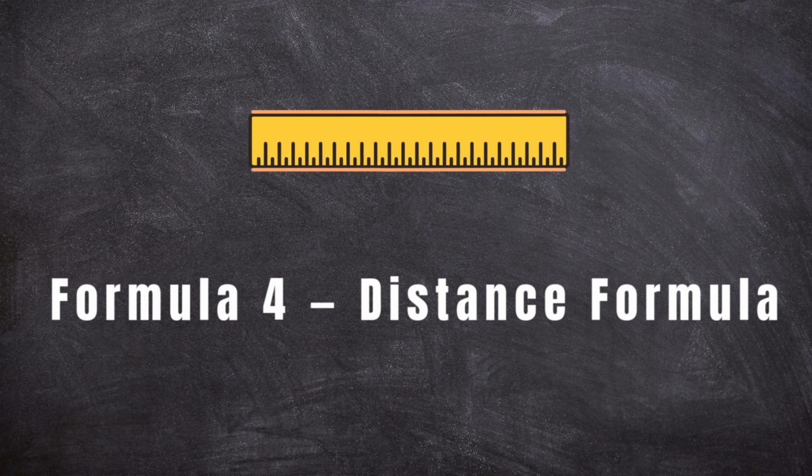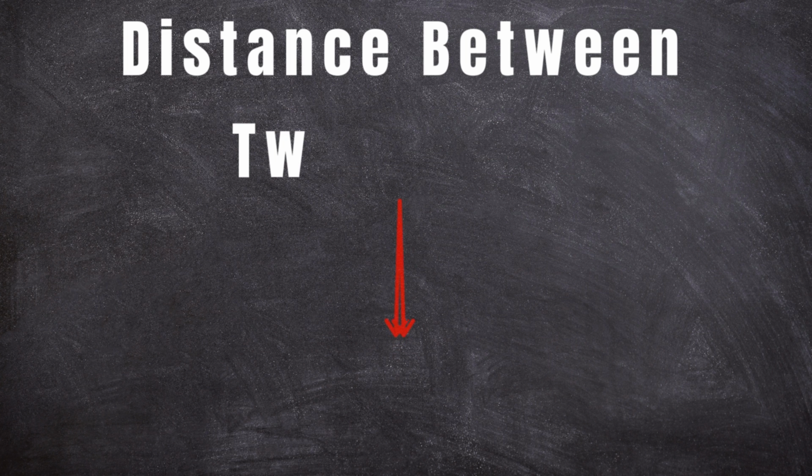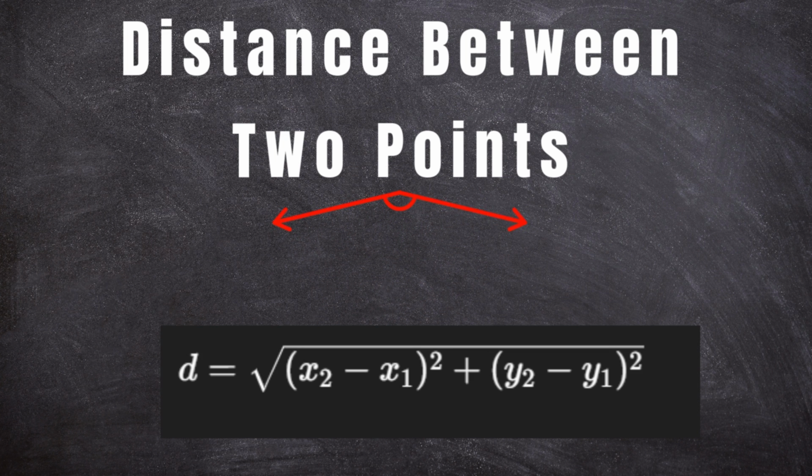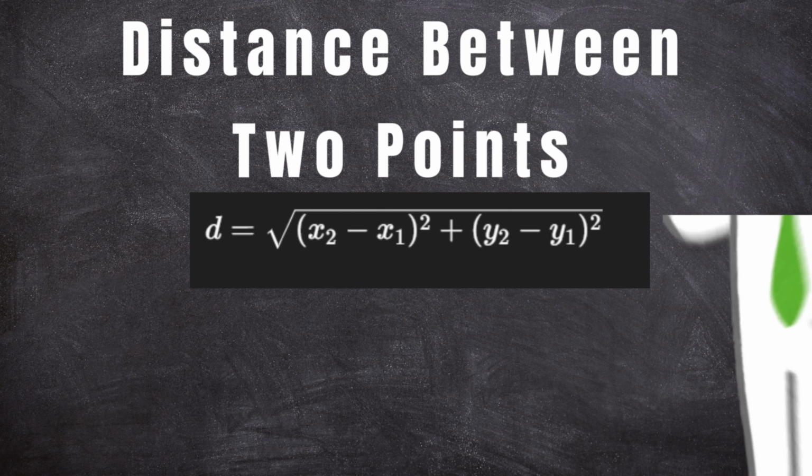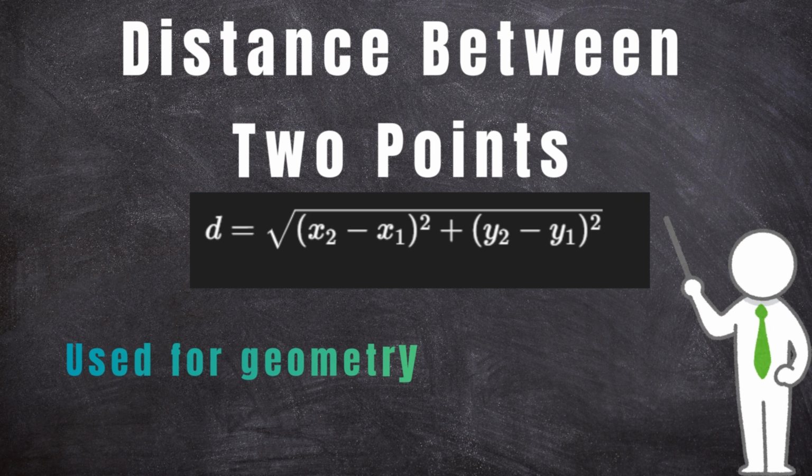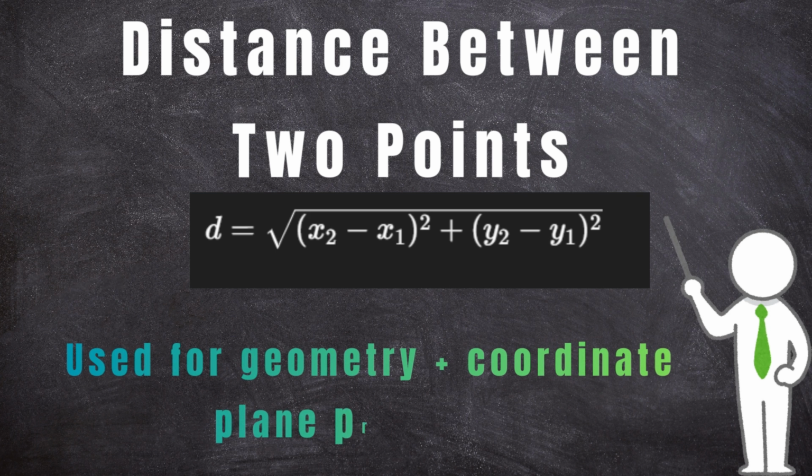In this section, we are learning the distance formula. It is used to find the distance between 2 points on the coordinate plane. If we have 2 points, point 1 with coordinates (x1, y1) and point 2 with coordinates (x2, y2), the distance between them is the square root of (x2 minus x1) squared plus (y2 minus y1) squared.